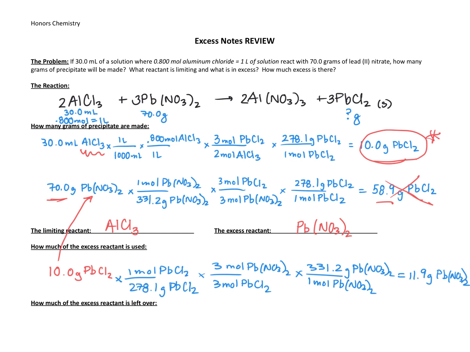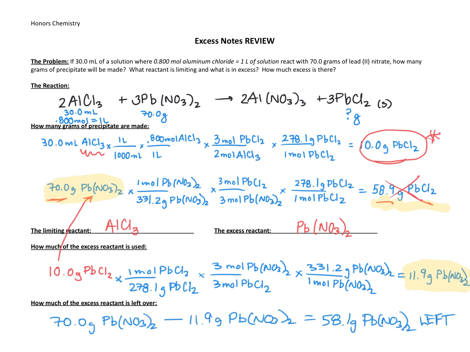Okay, hopefully you got the same thing as me at this point, that we're only going to use up 11.9 grams of our lead nitrate as opposed to the 70 grams. Right? Because we actually only made 10 grams of our product, not 58.9. So the last thing we'll do is figure out how much of the excess reactant is left over. So notice we started with this much lead nitrate, and we just calculated that we used up this much lead nitrate. So pause the video for a second and see if you can figure out this part.